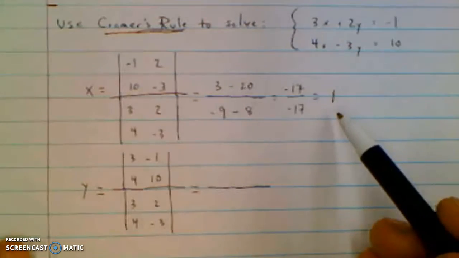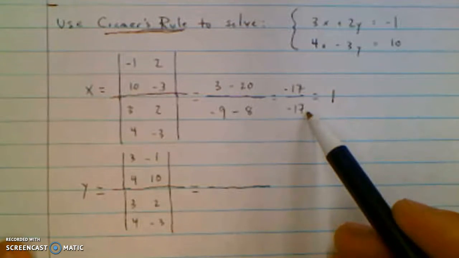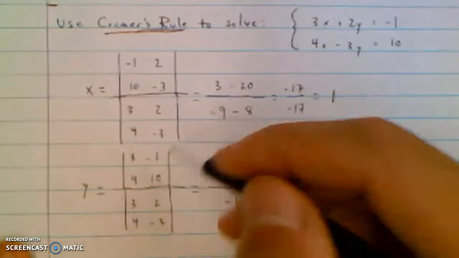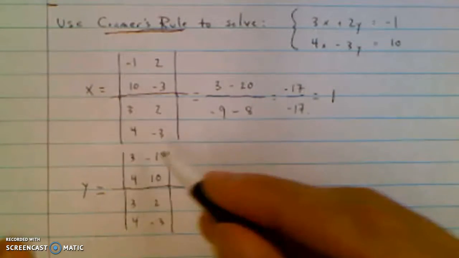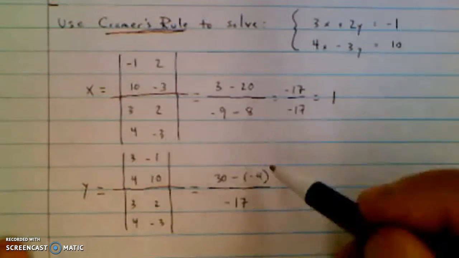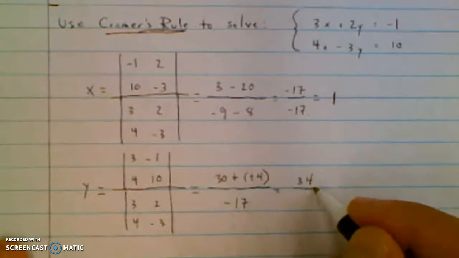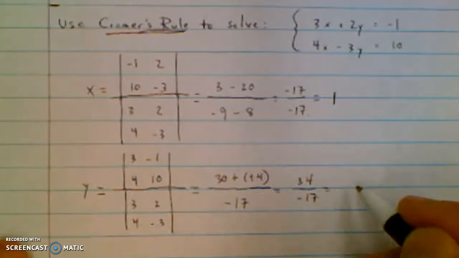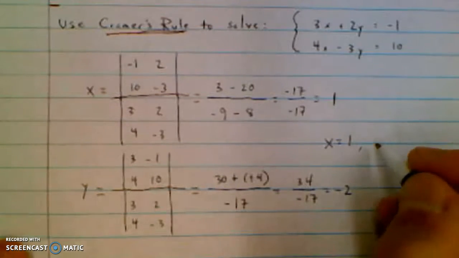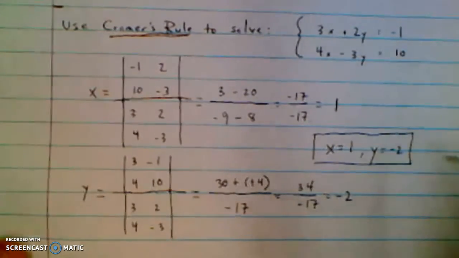Denominator shouldn't change regardless of which variable for which you are solving. So denominator should still be negative 17. For the numerator, 3 times 10 is 30, minus 4 times 1 is negative 4, minus a minus is a plus, so we should get 34 over negative 17, which is negative 2. So x is 1, y is negative 2.